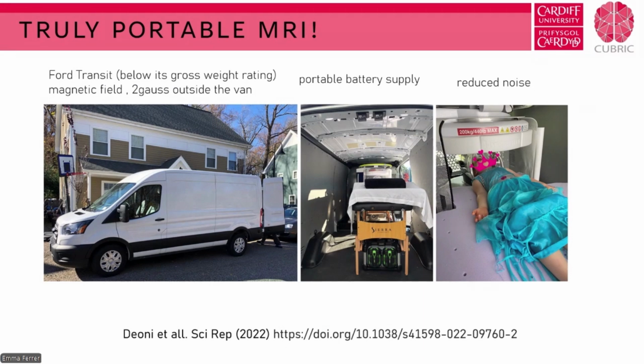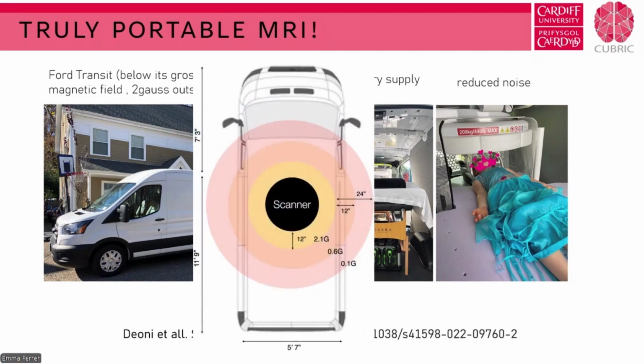And when we say portable MRI, we don't just mean portable across the corridors of your hospital. This is a paper by Sean Dioni, who actually put one of these scanners on the back of a Ford Transit, and still after loading the scanner on the transit, the truck was still below its gross weight rating, and the magnetic field outside of the van was everywhere below 2 Gauss. And you can see that here in a schematic that shows the magnetic field.